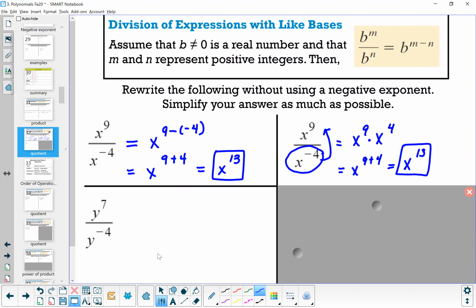So we'll start with just using the quotient rule. So we have y to the 7th, and we're going to say minus negative 4. So that's going to give us y to the 7th plus 4, because the double negative gives us a positive. And our final answer is going to be y to the power of 11.